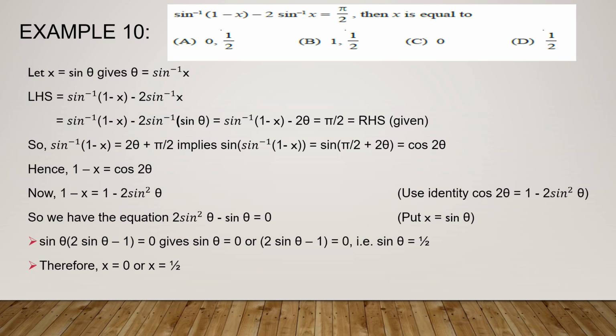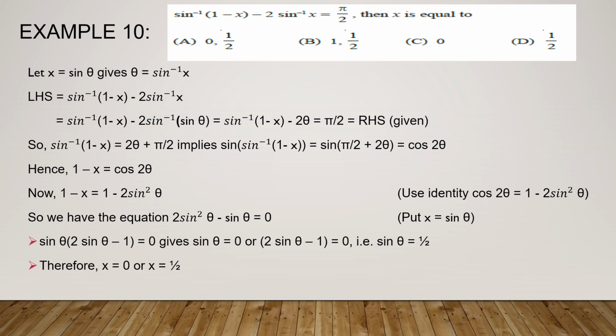Next example. Sine inverse of 1 minus x minus 2 sine inverse of x is pi by 2. Then what will be the value of x? You have to solve this equation and choose from the given options. But remember, the first option has 0 and half, while the third option is 0 and the fourth option is half. That means you have to get the exact value of x.